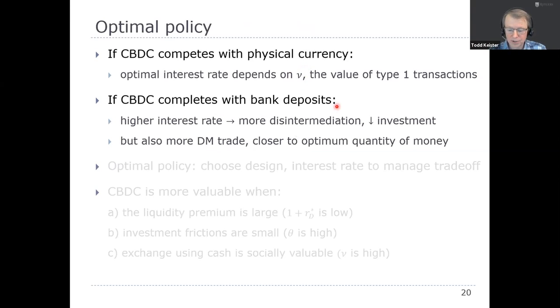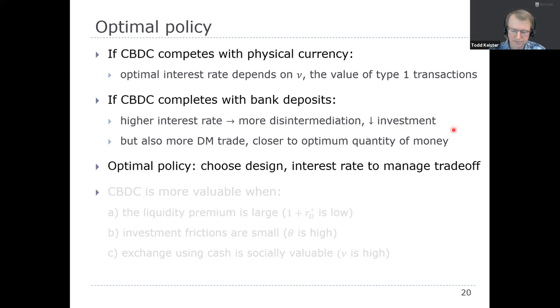If you introduce a digital currency that competes with bank deposits, you have a different trade-off, right? The higher interest rate, which I just described, means more disintermediation and less investment, which seems bad, but also more decentralized market trade. You're closer to the optimum quantity of money, which is good. Overall, the optimal policy is going to be to choose the design and the interest rate to manage these two trade-offs. So let me just try and summarize that along a couple of dimensions.